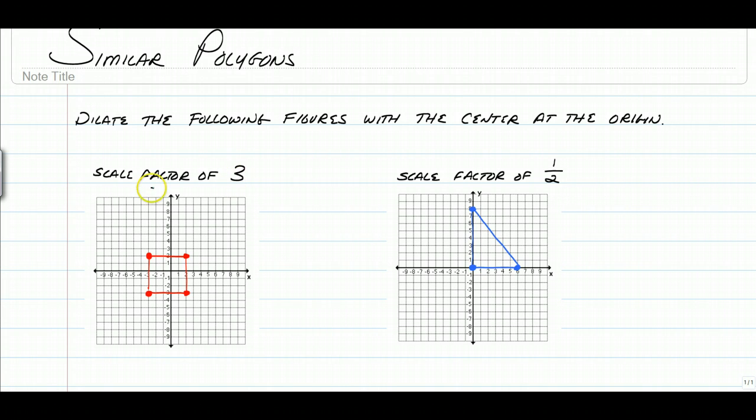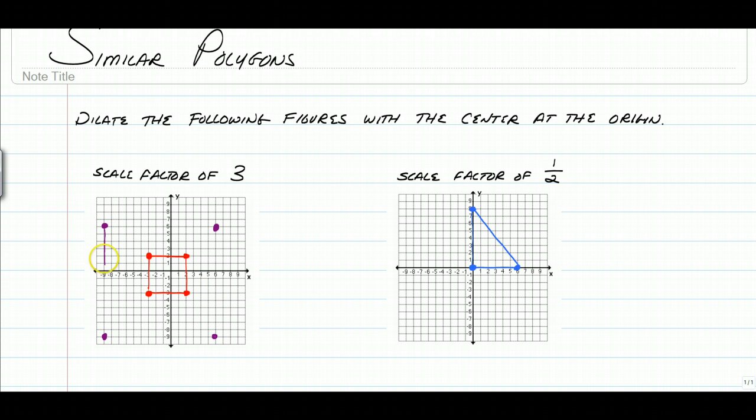So we're going to scale this rectangle by a factor of 3. That means this coordinate of 2, 2, we multiply by 3, and that becomes 6, 6. Then we take negative 3, 2, multiply by 3, and we get negative 9, 6. We do the same thing with the other two points: negative 3, negative 3 becomes negative 9, negative 9, and 2, negative 3 becomes 6, negative 9.